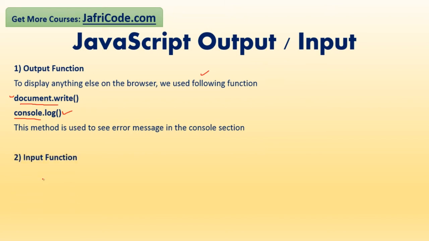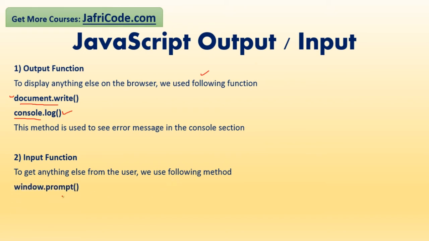So this method is used to see error messages in the console section. And there is an input function. To get anything from the user, we use the following method: window.prompt. This method is used if you want to get a name from the user, or a number from the user, or anything else from the user. And document.write is used to display anything to the user. One is used as an output method in JavaScript, and the other is used as an input method in JavaScript. To understand more, we go to Visual Studio Code to clarify the concept.